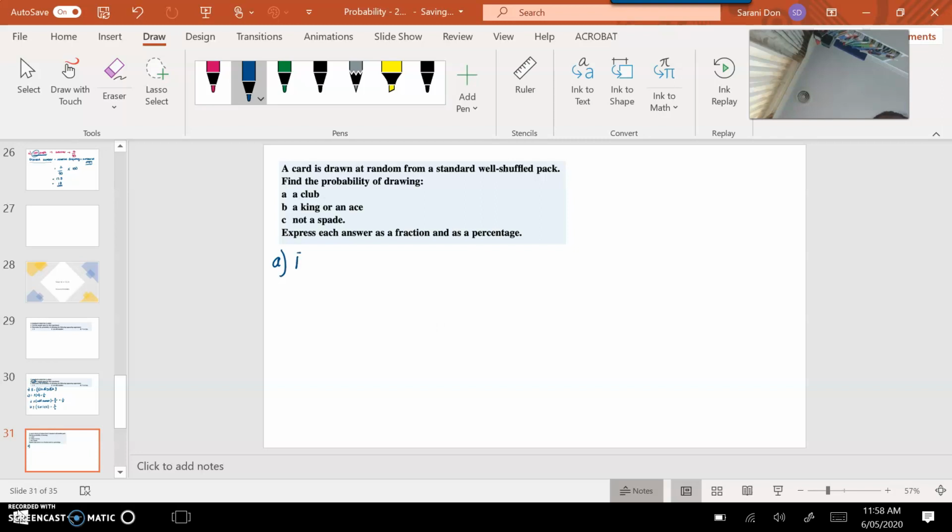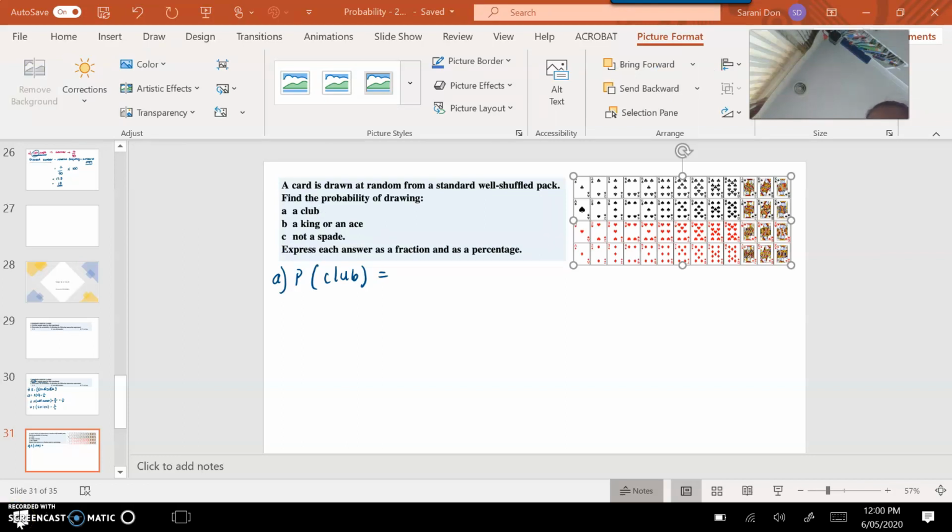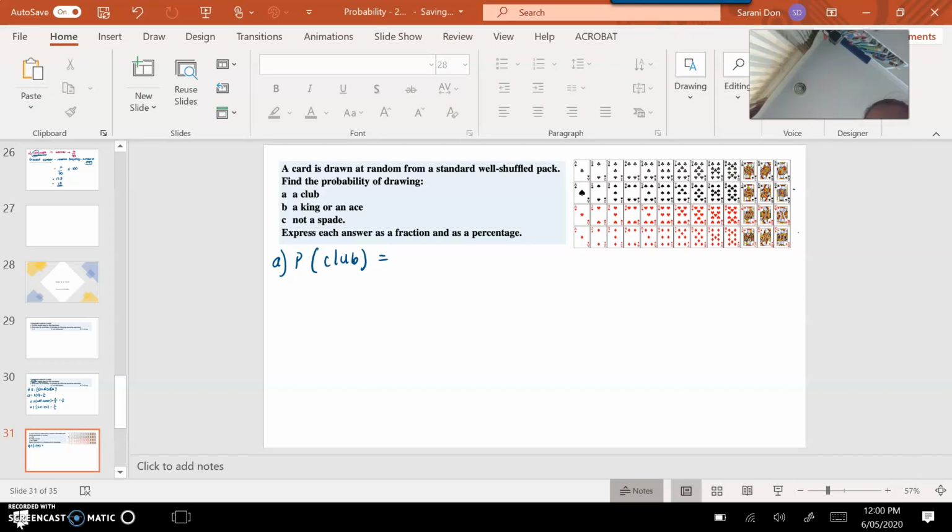So A is, remember the way you write it is important, capital P, you just write club. In a deck of cards, actually I might show you a picture. Alright, so I've inserted an image of what a deck of cards actually looks like. You've got clubs, spades, hearts, and diamonds. So the probability of getting a club, so these are the clubs. So remember this, 13 out of 52. You can simplify this further to 1 out of 4 because 13 goes into 52 four times.